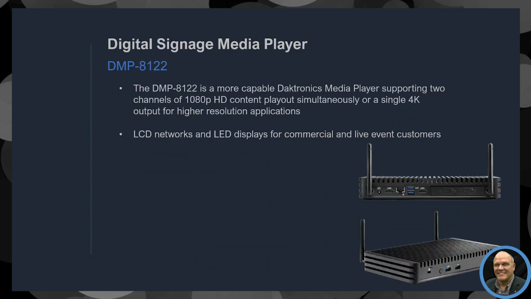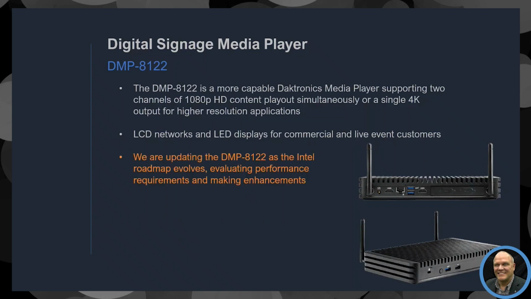The 8122 is more capable, supports 2 channels of output, 2 channels of 1080p content simultaneously, or a single 4K output for higher resolution applications. LCD networks and LED displays for commercial and live events customers are the primary targets. We will be updating the 8122 as the Intel roadmap evolves.